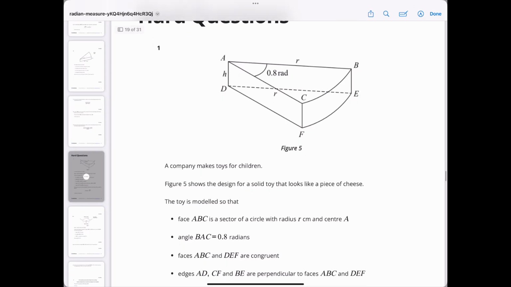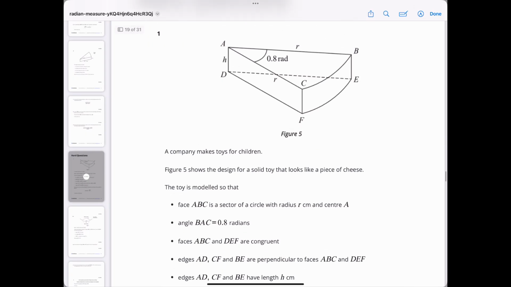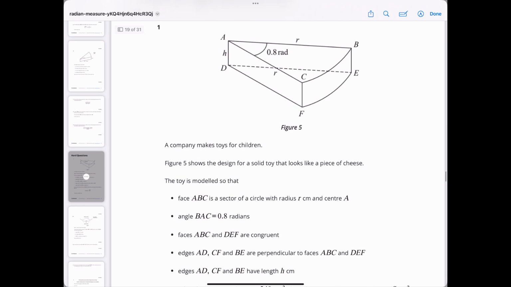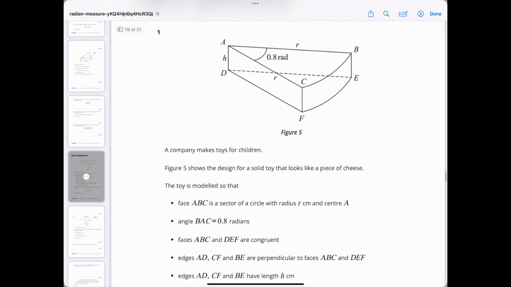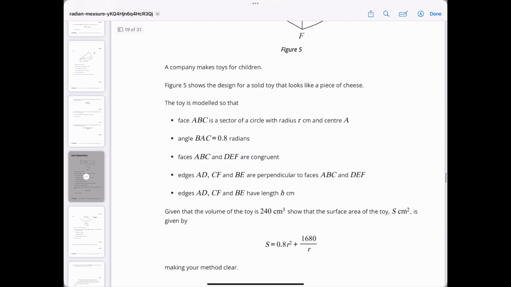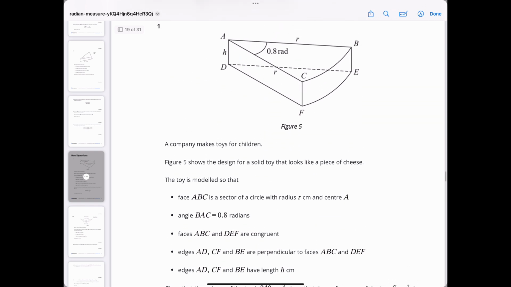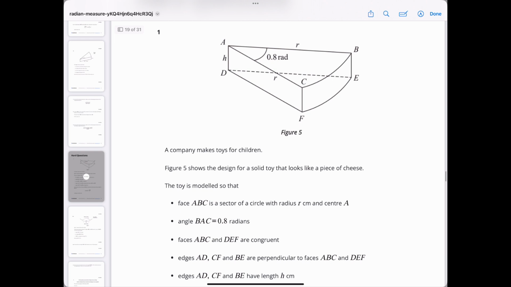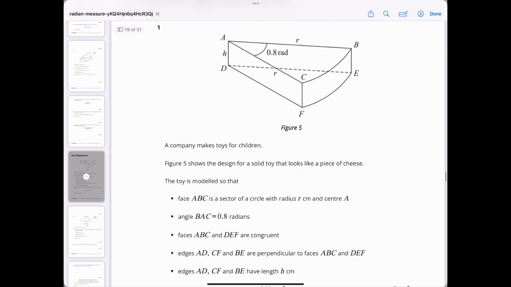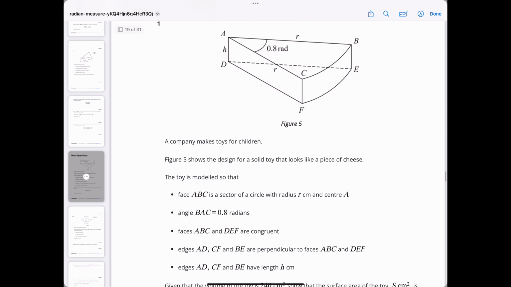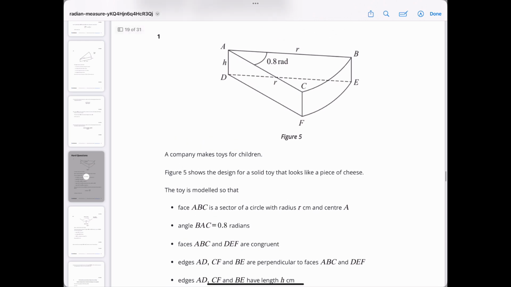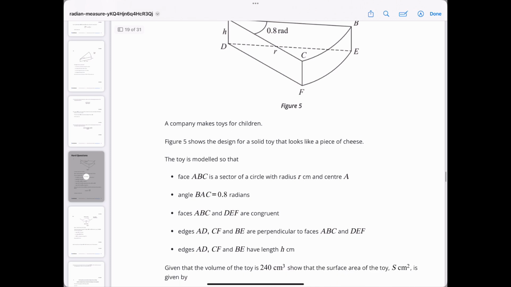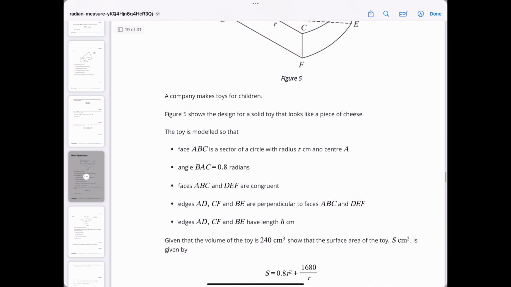Harder questions about radians. So this is a company, I think this is about optimization, but I'm not sure. Company makes toys for children. The figure shows the design. It's like a piece of cheese. And the toy is modelled, so it's basically a sector, and it's 0.8 radians, and we don't know what R is. And A, B, C, D, E, F are congruent.